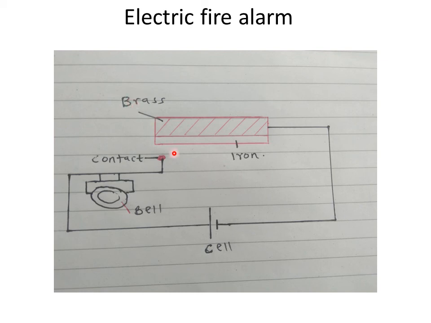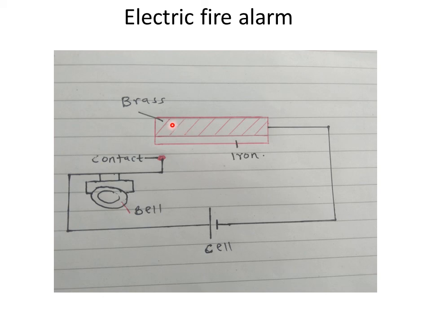So this is our electric bell. Remember, the electric bell, we have the contact here, we have the iron, then we have the brass. So when the temperatures are high or when there is a fire outbreak, the brass expands faster than iron, meaning the bimetallic strip curves downwards. It will curve downwards because brass expands faster. Therefore it will want to occupy the maximum space. Therefore it will always be on the outer side.